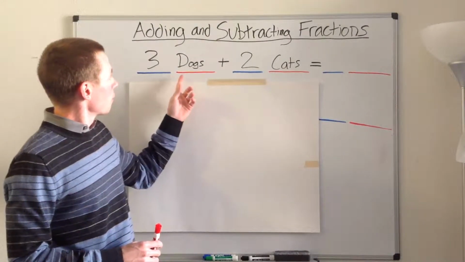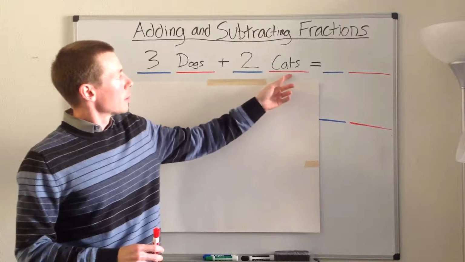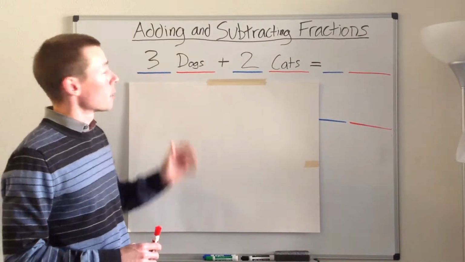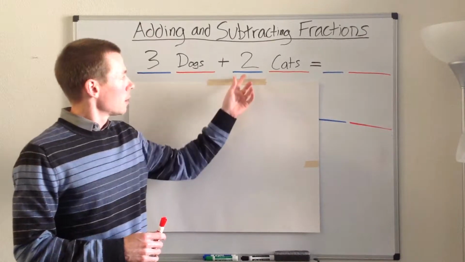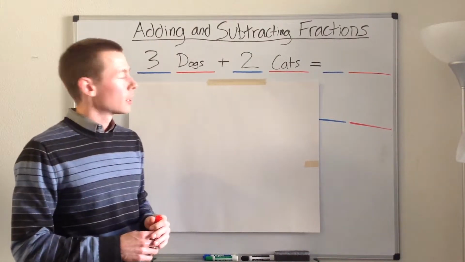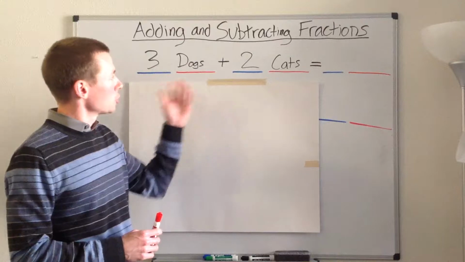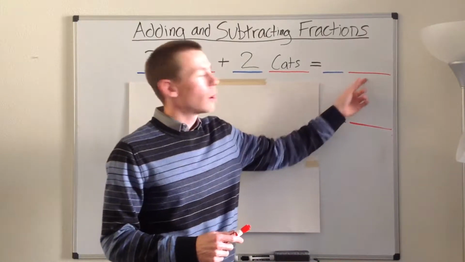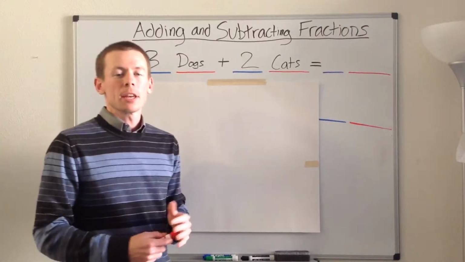Notice that I have the item with a red underline, and then I have the number of that item that I have above the blue line. Okay? So I want you to add those two together, thinking about what would go above the blue and what would go above the red. I'll give you a second to think about that.